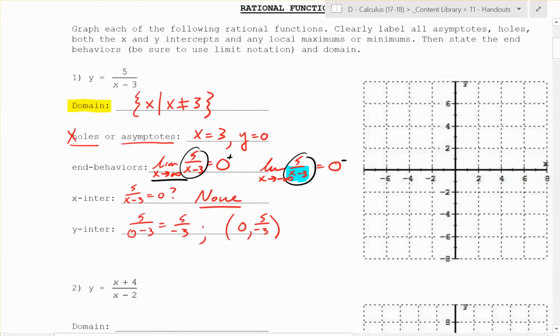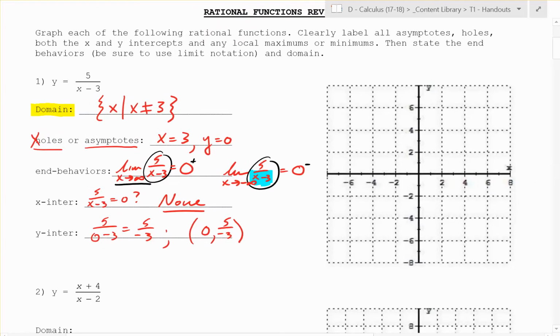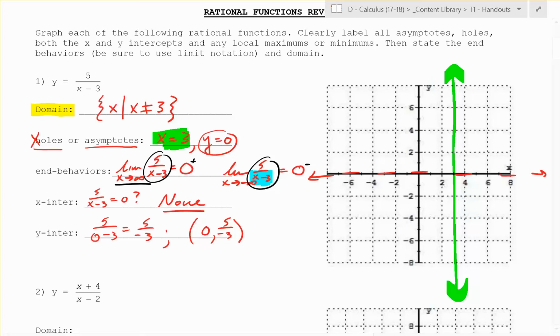Let's put this all together. So we have a vertical asymptote, we'll use green here, x equals 3. So x equals 3 is right here. And let's use red for our y equals 0. So we know that here is a horizontal asymptote. Are there any x-intercepts? No, but there is a y-intercept at negative 5 over 3, which is like negative 1 2/3. So that's going to be, at that point, right about, let's say, here.